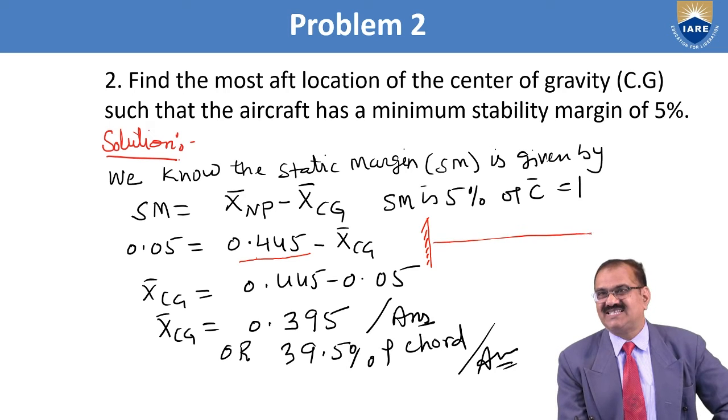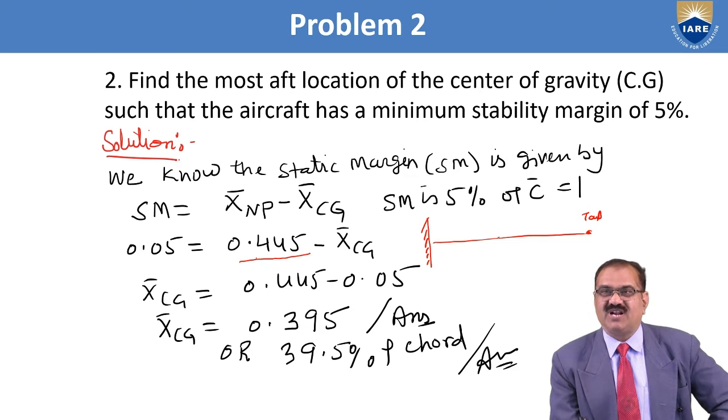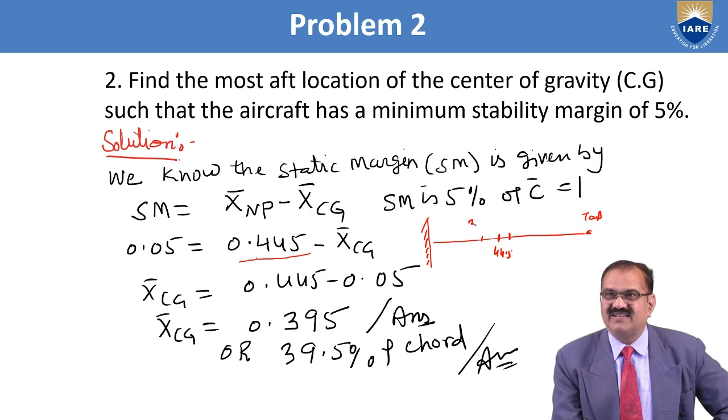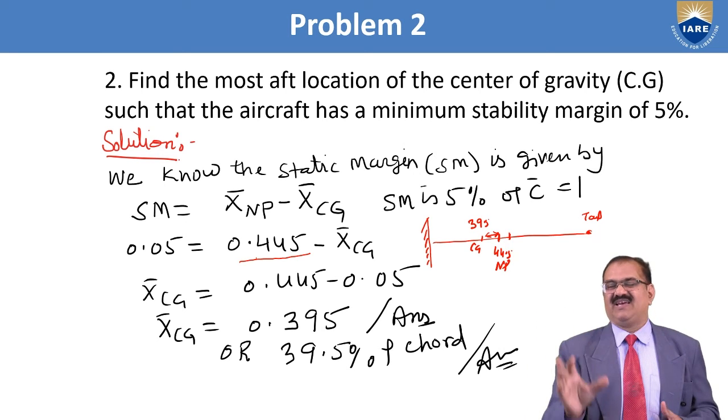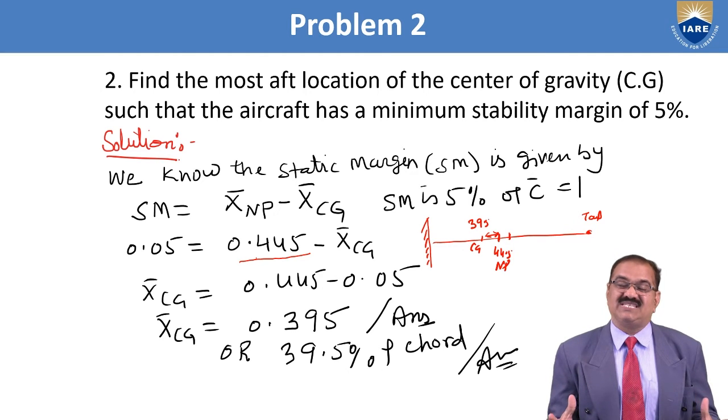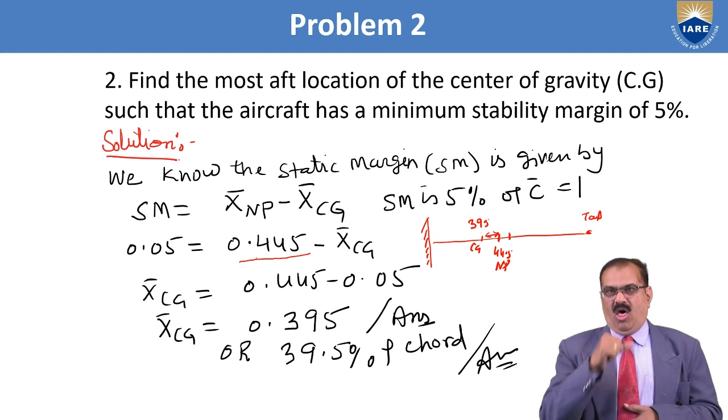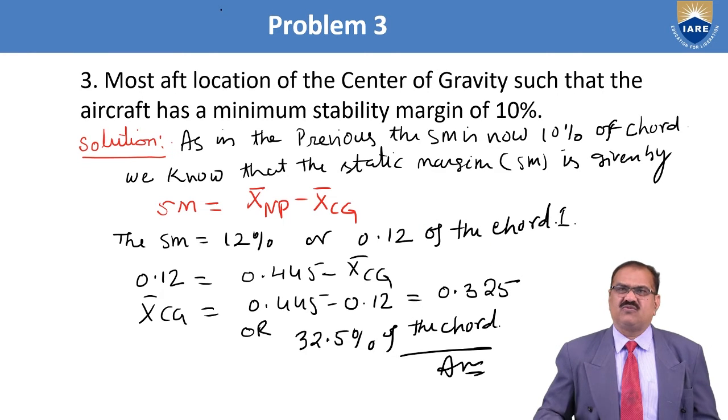So if I draw the line here, this is the front part and this is the tail part. So here we got the neutral point at 44.5, and your CG location is here, at 39.5. So your CG is here and the NP is here. So the CG is ahead of the NP, and this is called the static margin. So your aircraft is longitudinally stable. You can say by seeing these parameters that your aircraft is longitudinally stable. So now the next case.